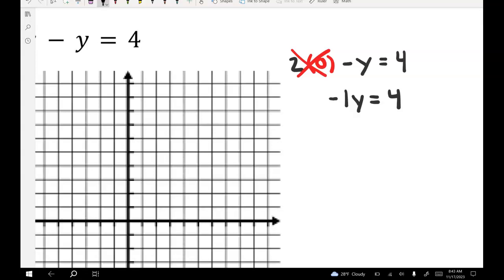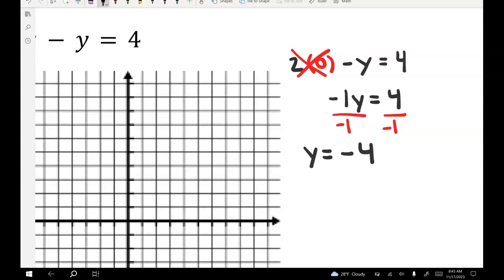So just like undoing a number with a variable, we just have to divide by, sorry, I said letter and a variable. Those are the same thing. A number with a variable, we have to divide by that number. So to get y by itself, we have to divide by negative 1 on both sides. So our y value is equal to negative 4.